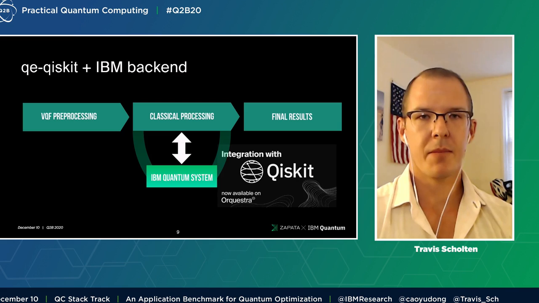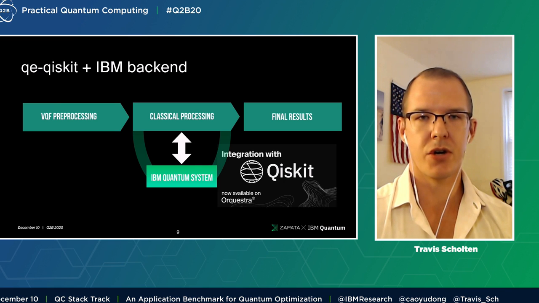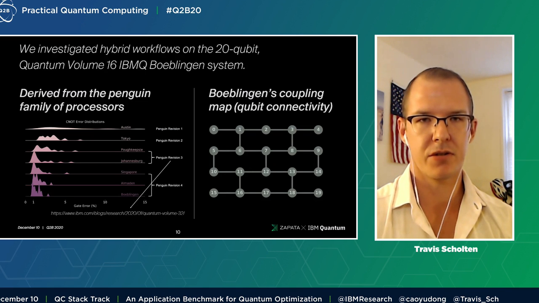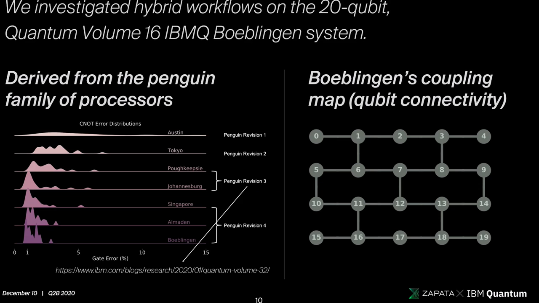Wonderful. Thank you so very much, Yudong. What I'm going to be talking with you a little bit about is the systems that are made available by IBM Quantum, upon which we have run variational quantum factoring, and share some of the results of our investigations. The system that we chose to investigate is called Berlin, and Berlin is based upon the Penguin family of processors. And I'd like to unpack that statement just a little bit.